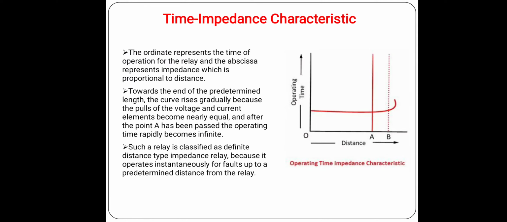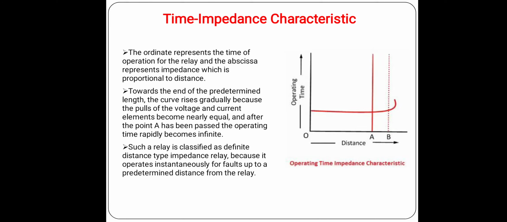Now next is the time impedance characteristic of the electromagnetic type impedance relay. In this type of characteristic, the ordinate represents the time of operation of the relay and the abscissa represents impedance, which is proportional to the distance. As may be seen, the operating time for almost the entire length for which the relay is designed to operate is constant. Towards the end of the predetermined length, the curve rises gradually. Here you see that the curve rises gradually at the last end point.